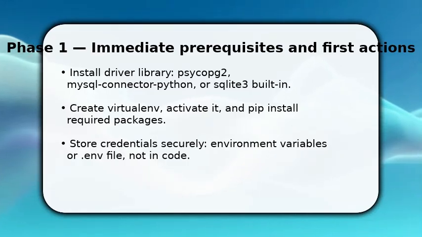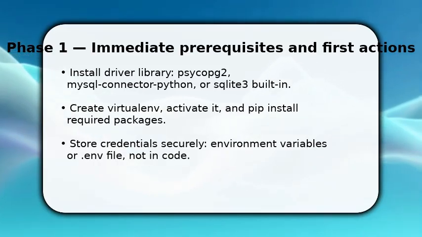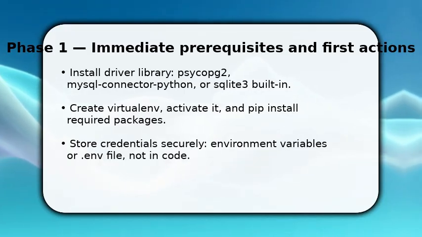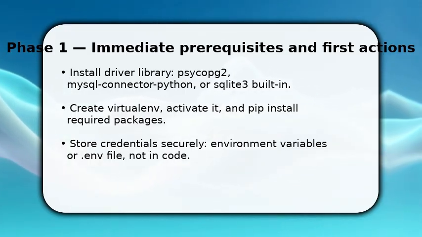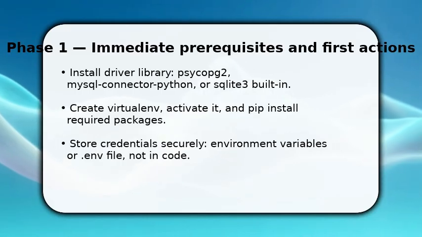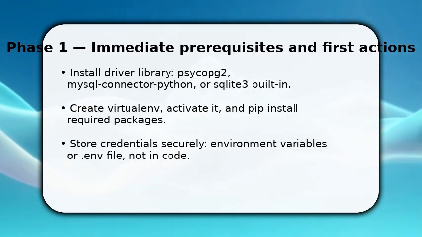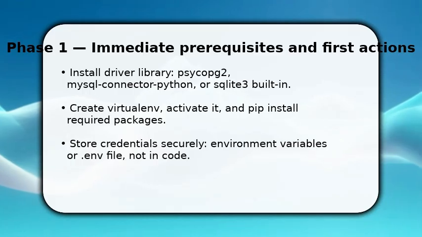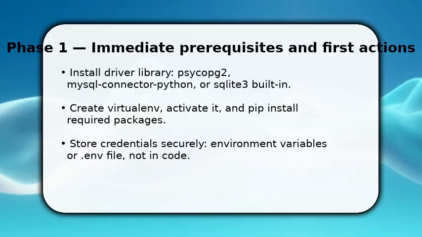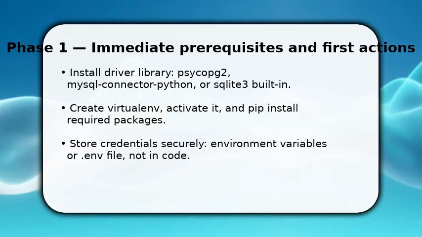You start by confirming prerequisites and taking the very first actionable steps. First, make and activate a virtual environment so dependencies stay isolated. Once done, pip install the appropriate driver: psycopg2 for Postgres, mysql-connector-python for MySQL, or use sqlite3 for local files. Next, set your DB host, user, password, and database as environment variables. This keeps secrets out of source control.